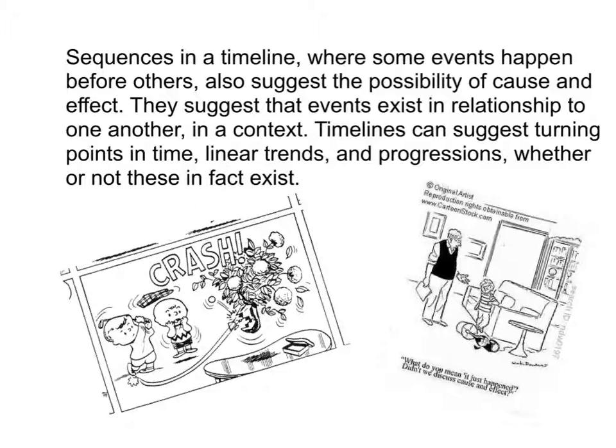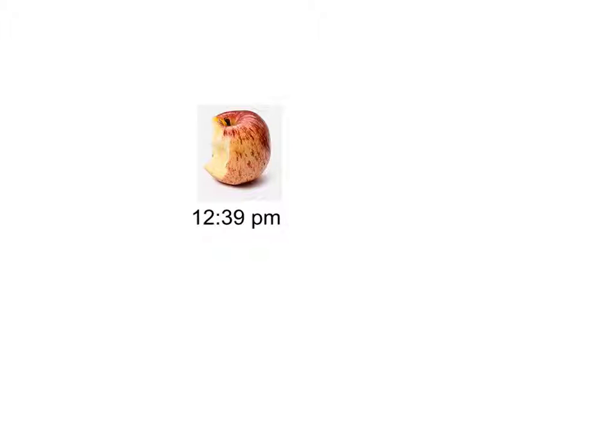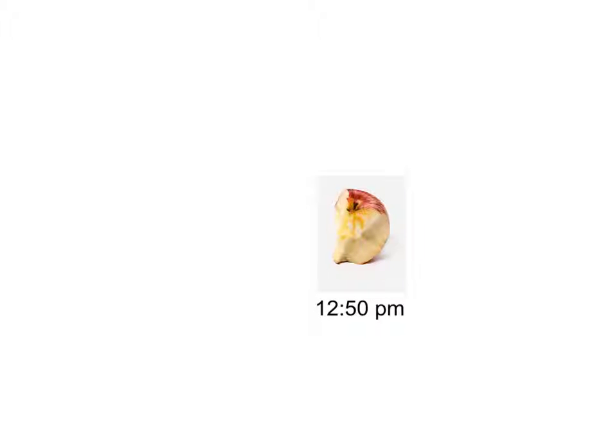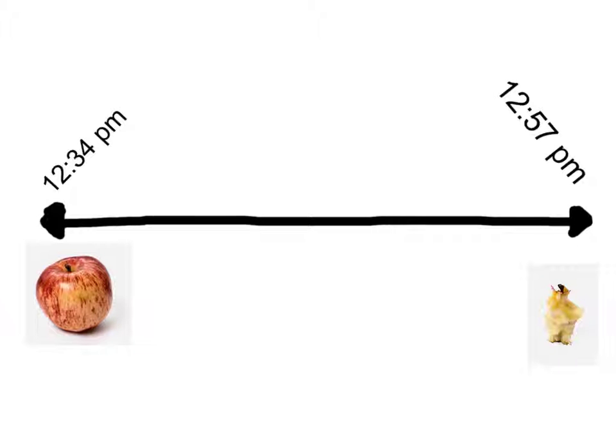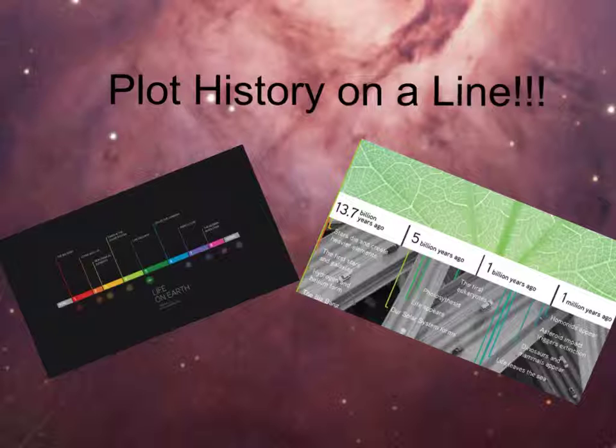Sequences in a timeline where some events happen before others also suggest the possibility of cause and effect. They suggest that events exist in relationship to one another in a context. Timelines can suggest turning points in time, linear trends, and progressions, whether or not these in fact exist. Thus, making a timeline allows one to plot events in a graphic way, to see possible relationships, to help memory, and to grasp sequence. In the process, culling from the many possible dates sharpens one's appreciation for the dates necessarily excluded. So let's plot history on a line.